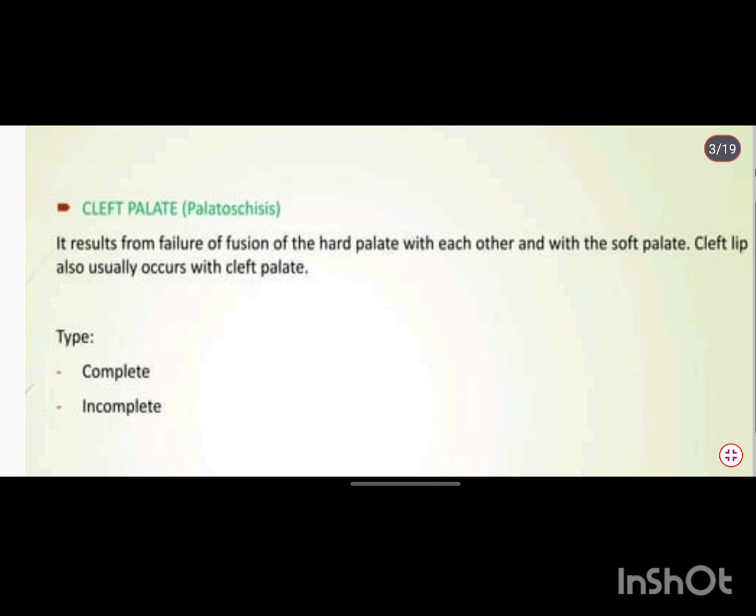Now we'll see the definition of cleft palate. Cleft palate is a failure of fusion of the palate with each other. That means the hard palate has to fuse with the soft palate, but it is not happening here. And sometimes the cleft lip and palate can occur together. Already I told you about this. So types I already explained, that is complete, incomplete, unilateral, bilateral. I told you the meaning of complete and incomplete, right?